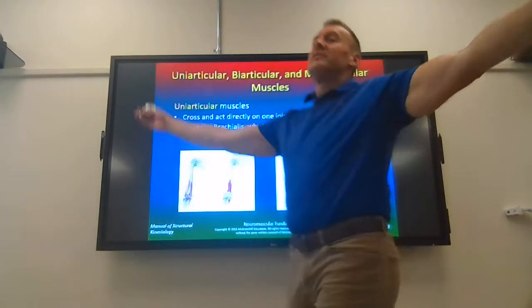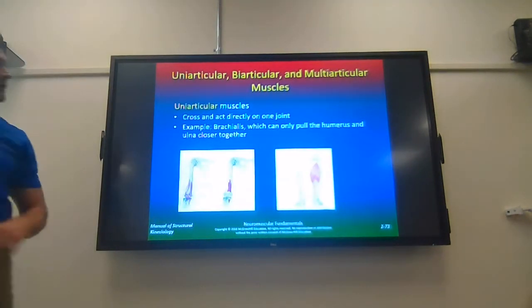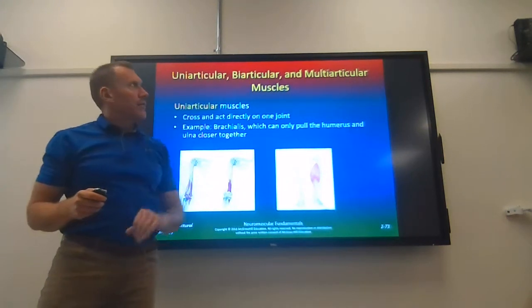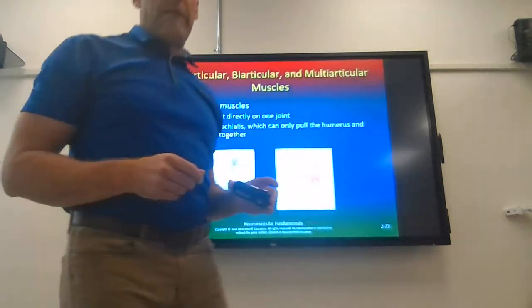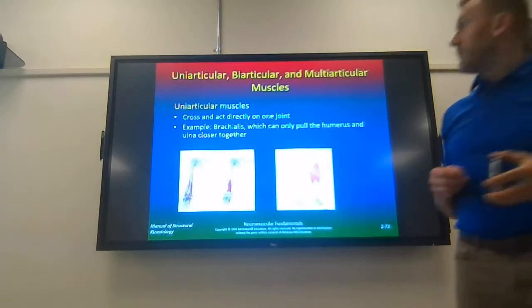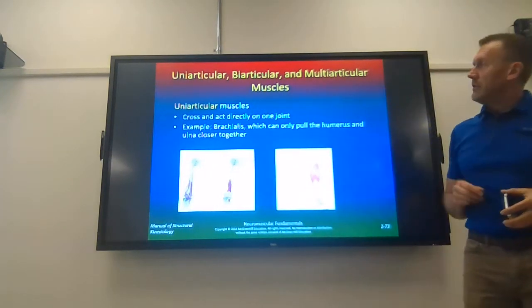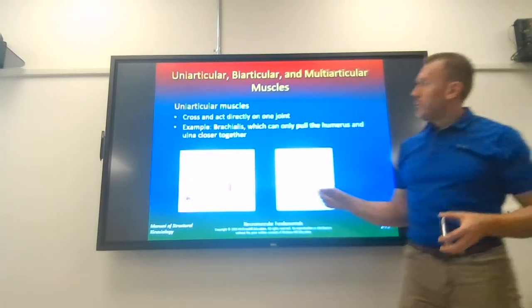Okay, so right at the end of chapter 2. So hang on with me. We're gonna get just through chapter 2, then we'll call it a day. So uniarticular, biarticular, multiarticular. What do those words mean, you think? Muscles that act on 1 versus 2 versus more than 2. Okay, so uniarticular muscles cross and act directly on one joint. So the example would be the brachialis.